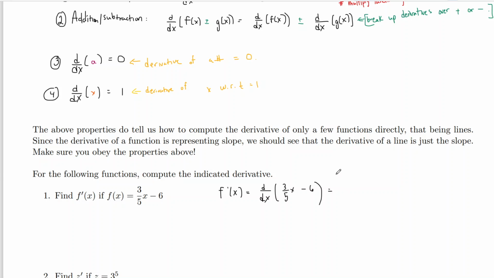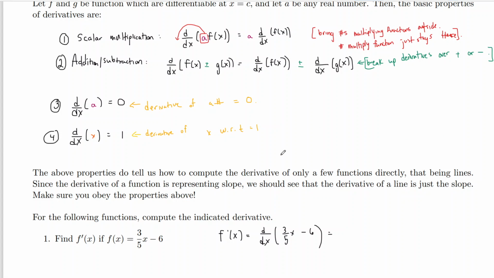All right, now what we have to do is use our properties up here, properties 1, 2, 3, and 4, to be able to actually figure this out. Because the end goal is to get rid of the derivative symbol completely. We don't want any derivative symbols left. Once they're all gone, we are done.